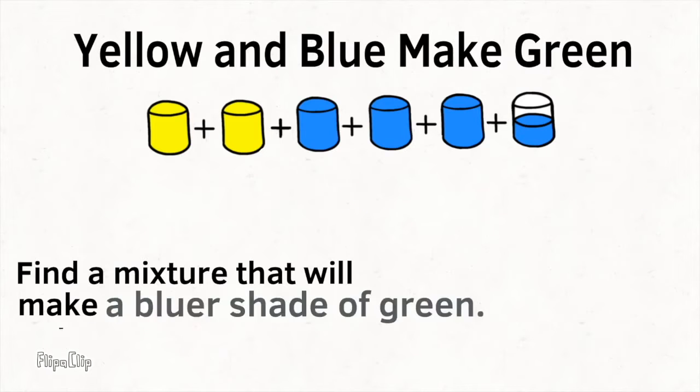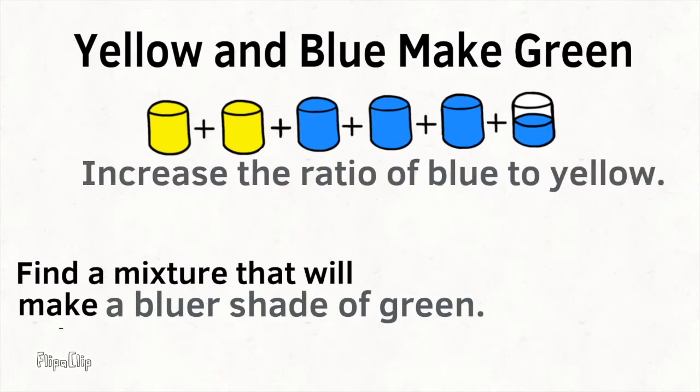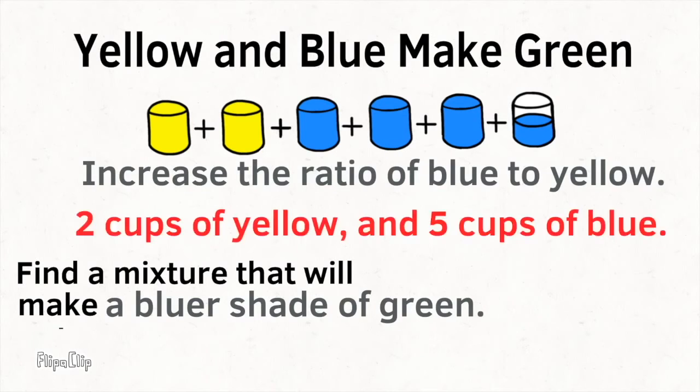Find a mixture that will make a bluer shade of green. So now we're not going to have the same ratio. To make a bluer shade of green, we need to increase the ratio of blue to yellow. The number of cups of yellow paint will remain the same, but we'll increase the number of cups of blue paint. To make a bluer shade of green, we'll use 2 cups of yellow paint and 5 cups of blue paint.